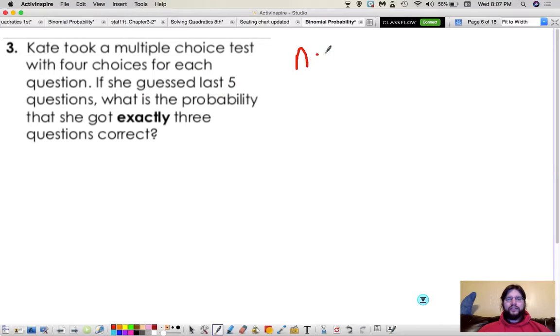I like to write N first. How many questions did she guess on? 5 of them. How many did she want to get right? 3 of them. What's the probability she got 1 right? 1 out of 4. Usually it's 1 correct answer on a multiple choice test, and there's 4 options. And failure would be 3 out of 4. Notice we didn't need to type in Q into the calculator because, well, if we know what P is, 1 minus that is Q, so it can do that itself.